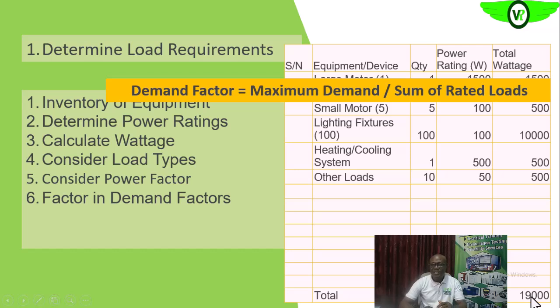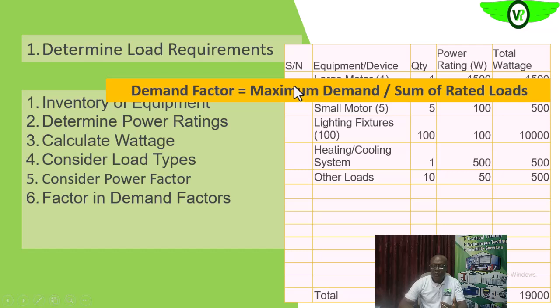Then maybe the maximum demand that we may have on the system, all these loads, they will not be on at the same time. From observational analysis, we discover that most of the time the maximum demand that we have is, say, 10,000. Are we getting it? 10,000 watt, that is 10 kilowatts.